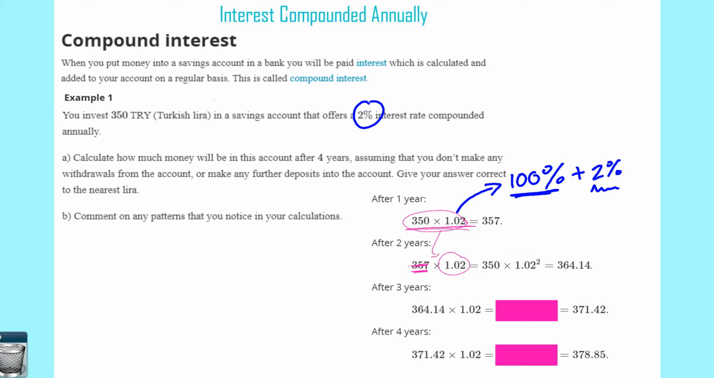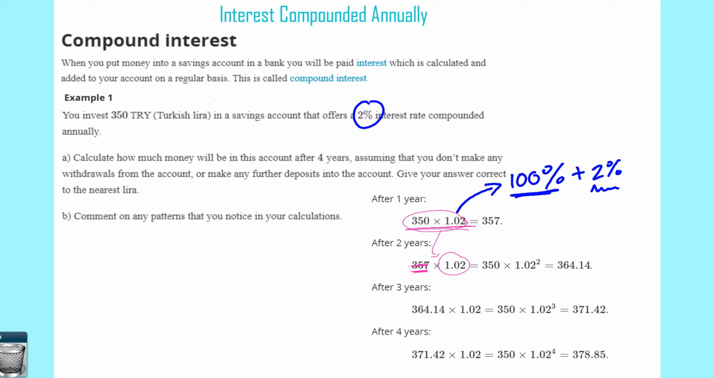Well, I can do it again. I can take this amount, 364.14, and rewrite it as this. So now I have 350 times 3 of these 1.02s, and then I can do it again. What we get here is a geometric series, and that's the relationship we wanted to see. That's how you get one amount after another.